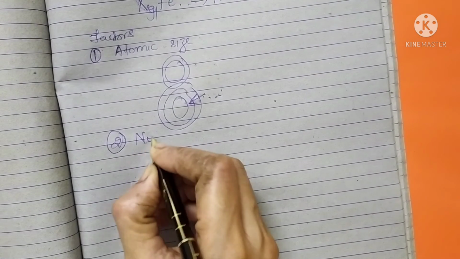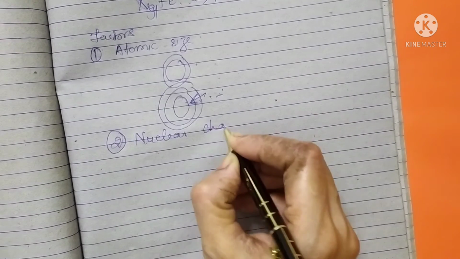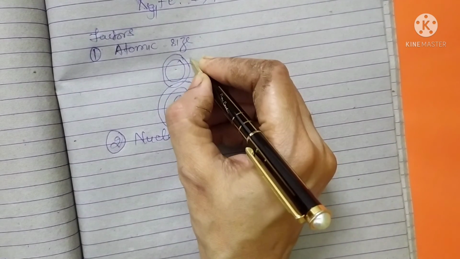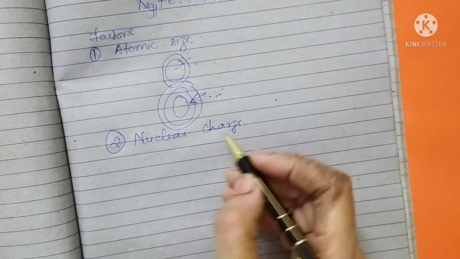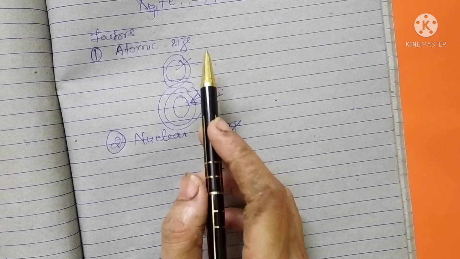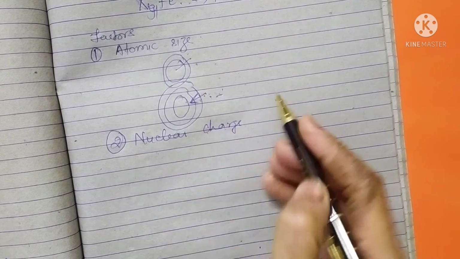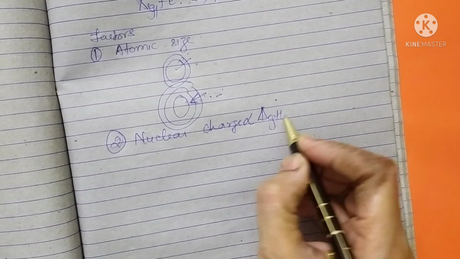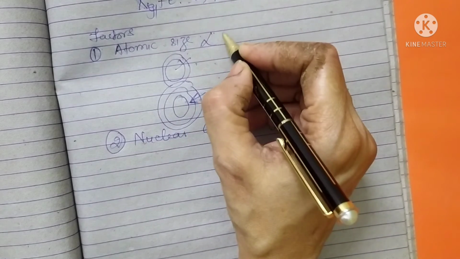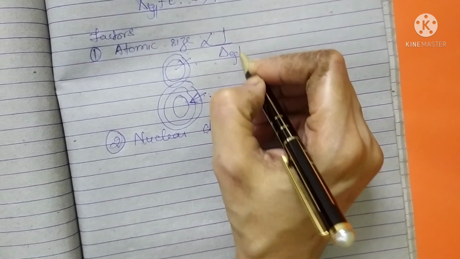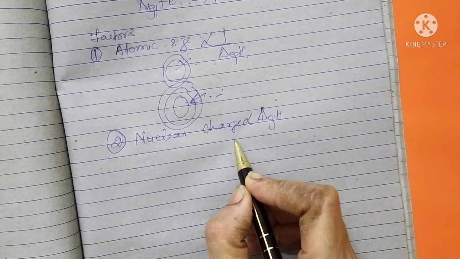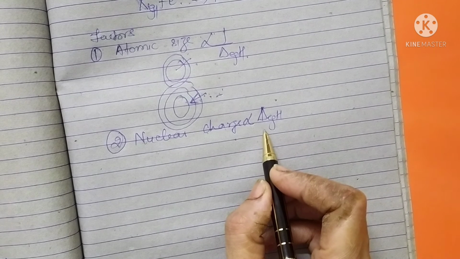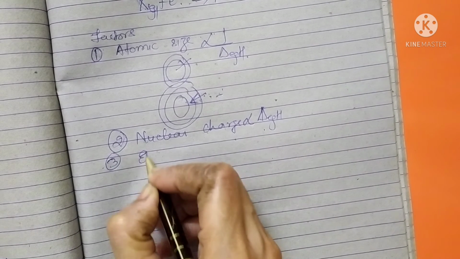Second is nuclear charge. Because the nucleus is responsible for attracting the electron, the greater the nuclear charge, the greater will be the electron gain enthalpy. Means electron gain enthalpy and nuclear charge are directly proportional to each other, and atomic size and electron gain enthalpy are inversely proportional to each other. So as nuclear charge increases, electron gain enthalpy also increases, because the nucleus is responsible for holding the electron. Third factor is electronic configuration.